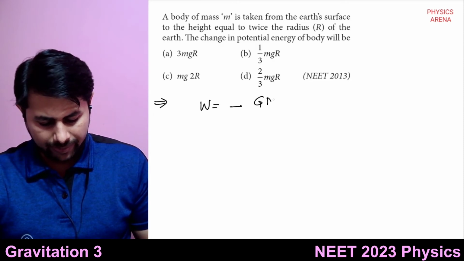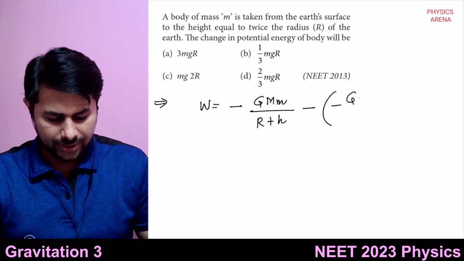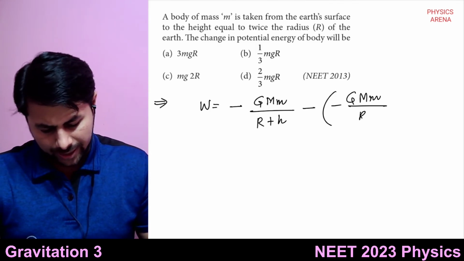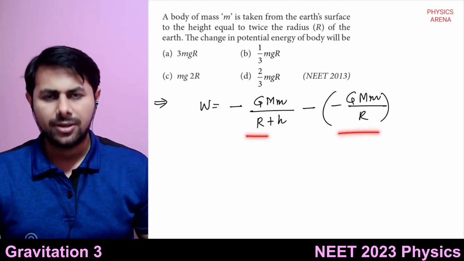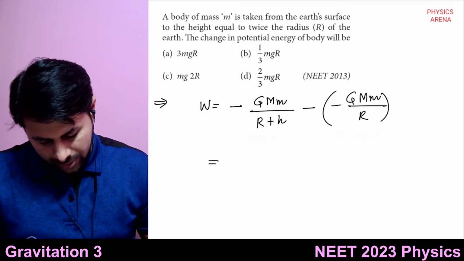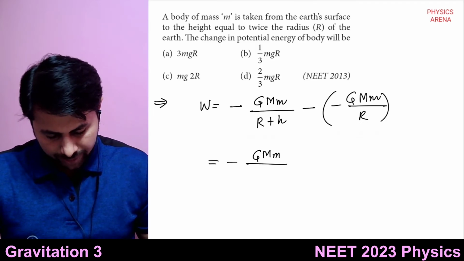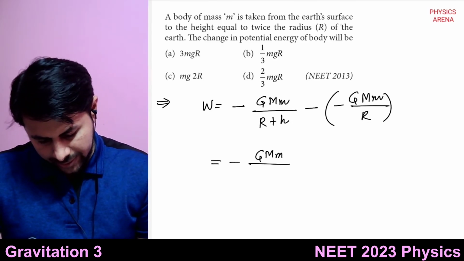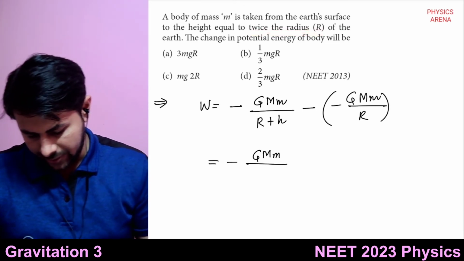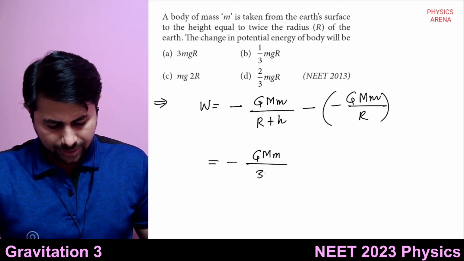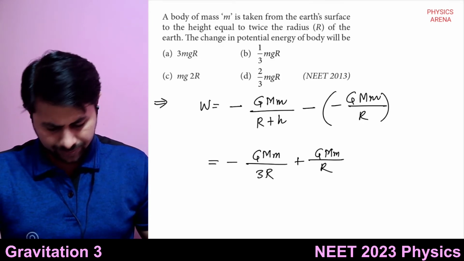So minus of GMm divided by R plus h, minus of minus GMm divided by R, because the body is moved from Earth's surface to height h. So this is the change in potential energy. Okay. So it is equal to minus G times M multiplied by m divided by R plus how much is height? Height is twice the radius R. Okay. So R plus 2R will give us 3R, plus we have GMm divided by R.